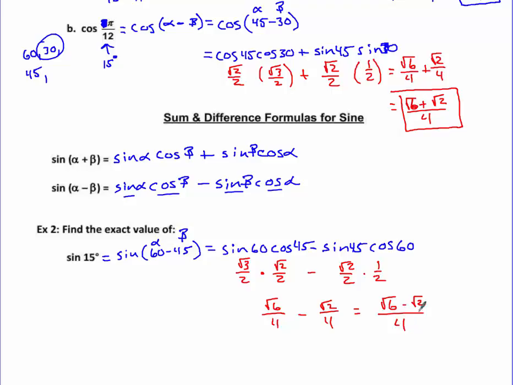So that's going to be kind of a recurring answer. You may see a lot of combinations of square root of 6 and square root of 2. Not always going to be that, but they showed up a lot here.